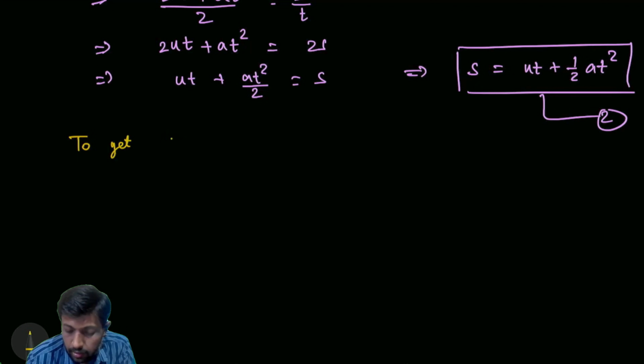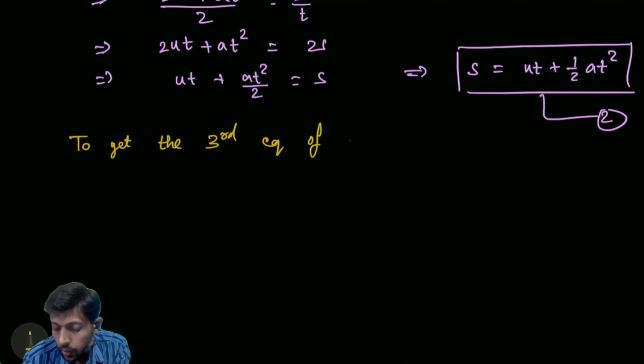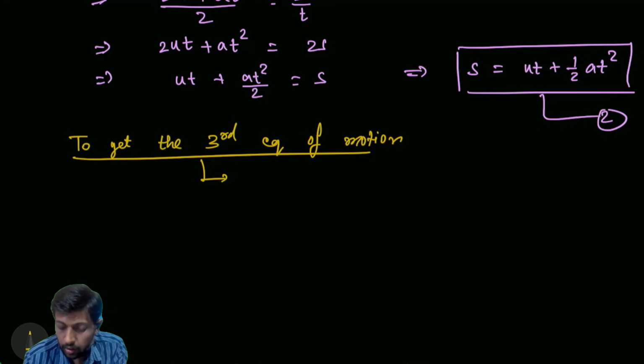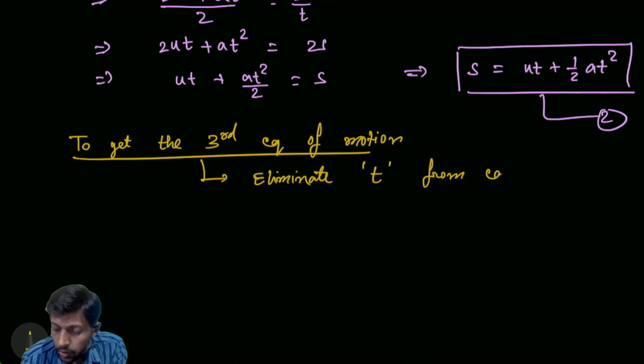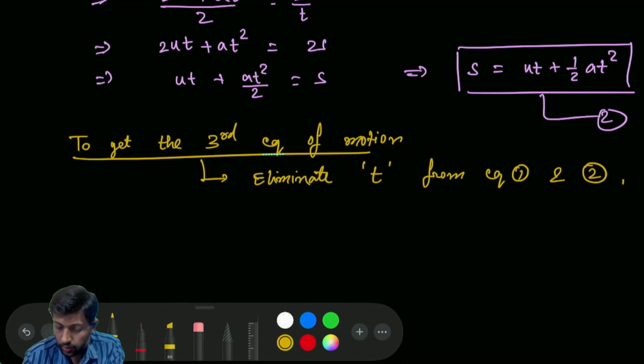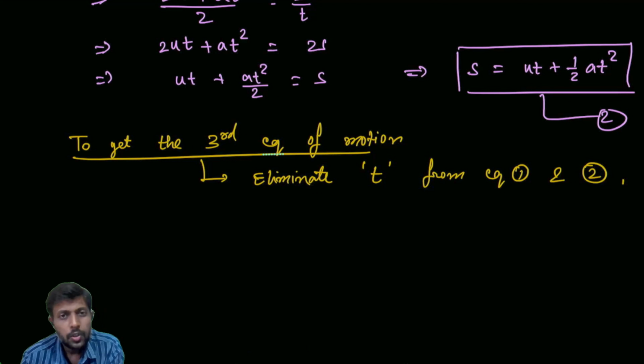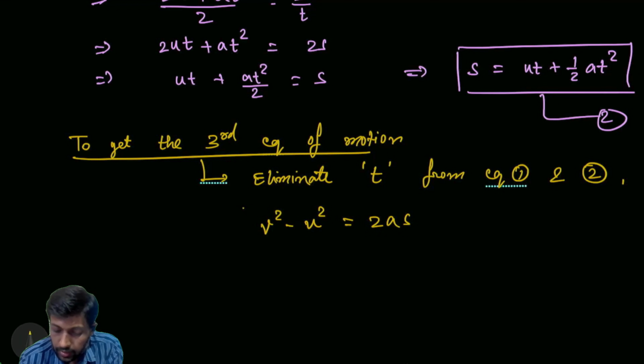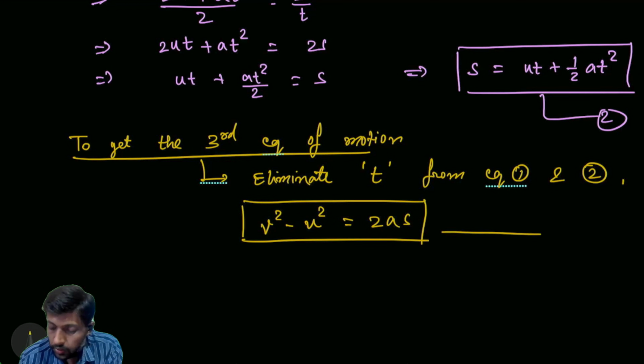To get the third equation of motion, eliminate time from equation 1 and 2. If you do that, you're going to get the third equation of motion, which looks like this. v square minus u square is equal to 2as. This is your third equation of motion.